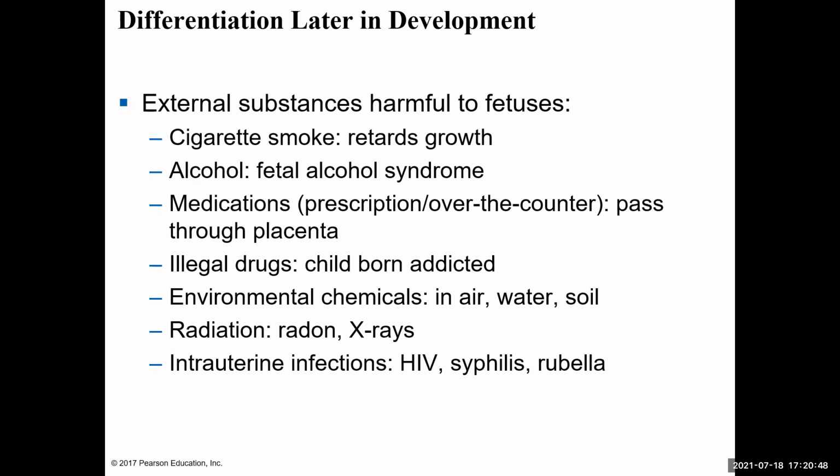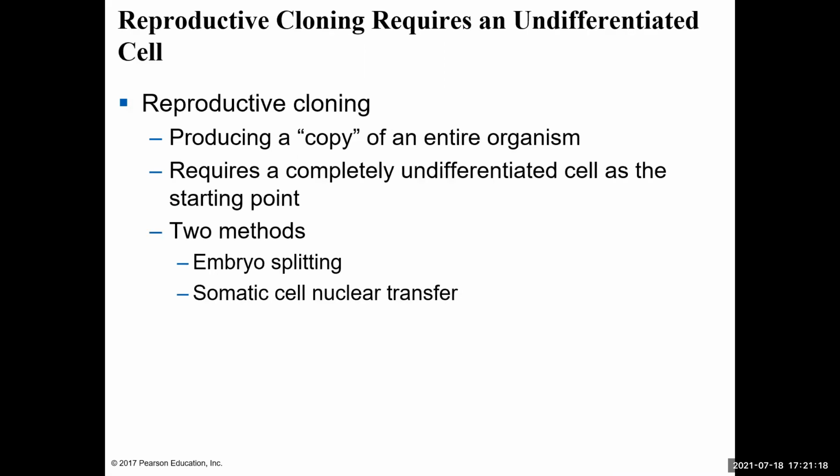Alcohol, medications can pass through the placenta. Drugs, the child could be born addicted. Environmental chemicals, so pollution, that sort of stuff, radiation, and then other intrauterine infections like HIV, syphilis, all of those things that they would test a pregnant mother for, just to see if they need to look at the fetus, whether or not they have those types of complications.